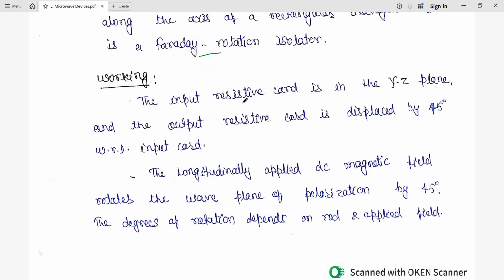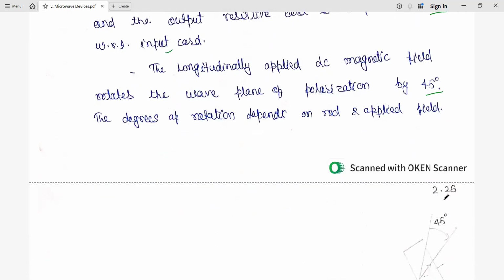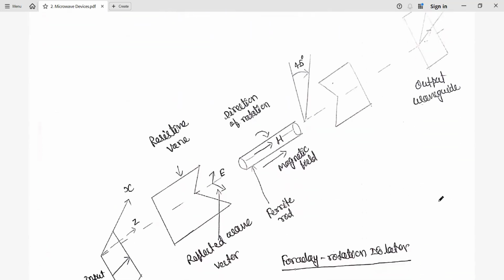It consists of 2 resistive cards. One is the input resistive card, that is in the YZ plane, and the output resistive card is displaced by 45 degree compared to the input resistive card. Now this longitudinal applied DC magnetic field has the capacity to rotate the wave plane of polarization by 45 degree when it passes through this Faraday rotation. That degree of rotation, as we have already seen, depends upon the applied magnetic field.